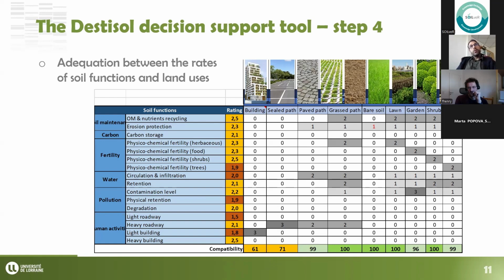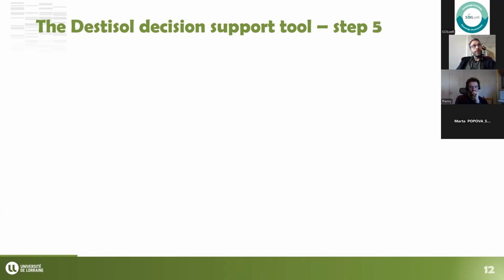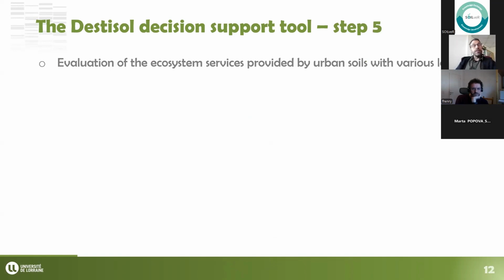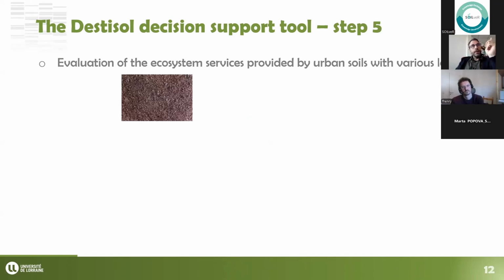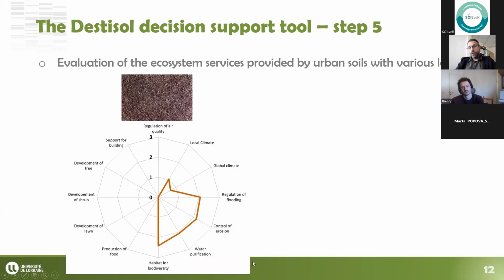And then we can go to step number 5, which is the final one, and which is dedicated to the evaluation, let's say the scoring, of ecosystem services provided by urban soils and their land cover. Just to give you an insight about it, this is the evaluation of ecosystem services provided by one soil, considering a land cover being bare soil, so without any vegetation. You can see the different ecosystem services from regulation of air quality, local climate, global climate, flooding, habitat for biodiversity, production of food, and so on.